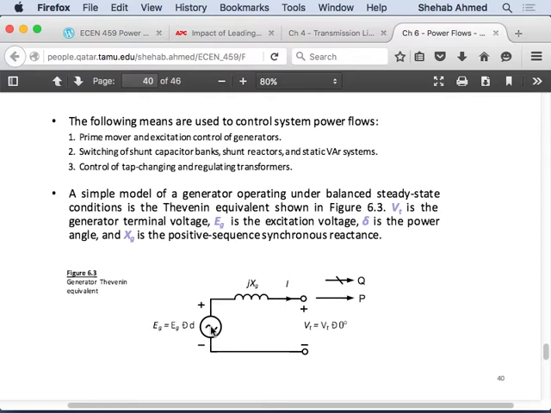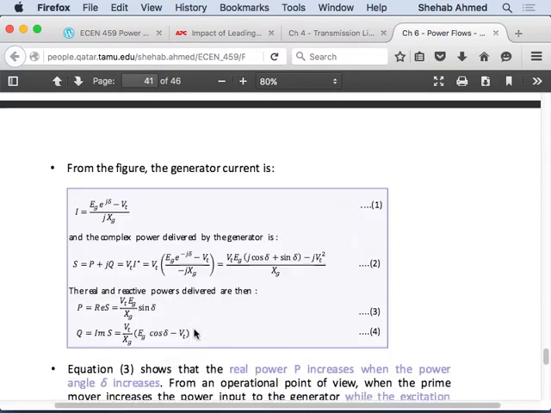This equivalent circuit of the generator is nothing but a voltage source with an angle. And these are my two things that I'm controlling in the generator. The voltage source is the excitation, and the angle of this voltage source is the power angle of the generator, or the delta that we're calculating in the power flow problem. Okay, so that's how we will perform the control.